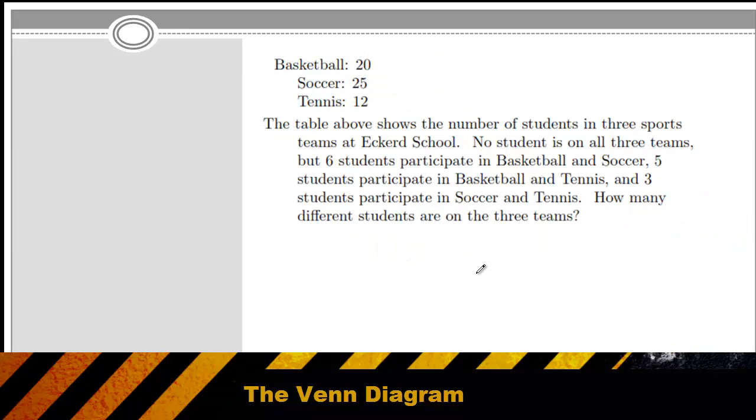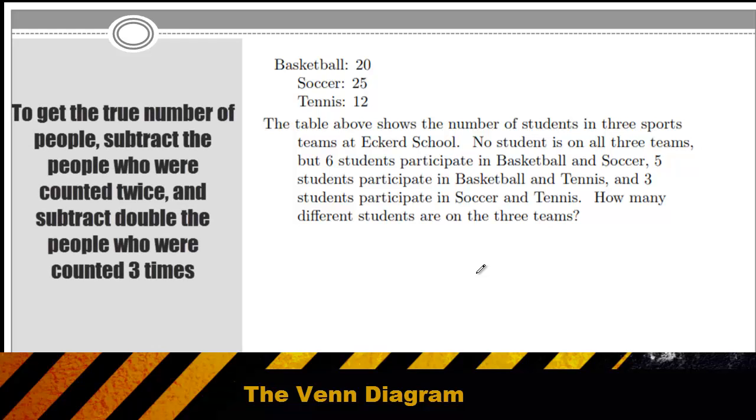Now that we've identified the real problem with Venn diagrams, in that certain items or people in the group get counted multiple times, we can use that to find some really great shortcuts in Venn diagram problems. For example, in this problem here, they tell us we have 20 in basketball, 25 in soccer, and 12 in tennis. If we add those together, we get a total of 57 players.